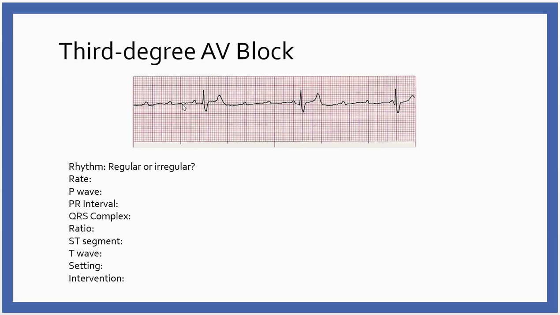We notice that it's very slow. And so we look at the rate. Is it irregular? We determine that by looking at our QRSs, and yes, it's regular. Rate is only 30 here, and we go looking for P waves. And you'll notice something. I've got P wave, P wave, P wave. I have a T wave that looks kind of funky.